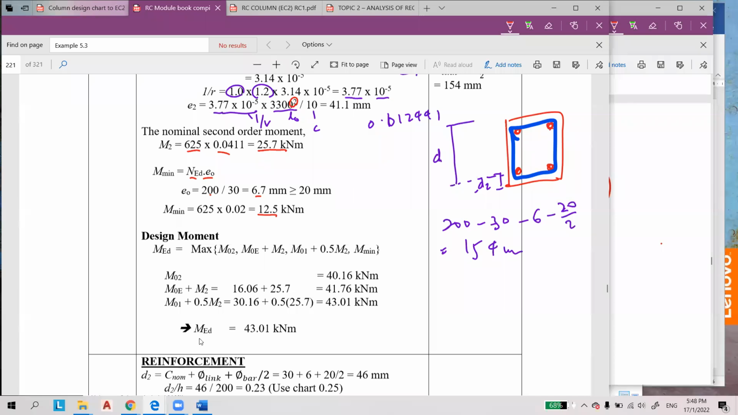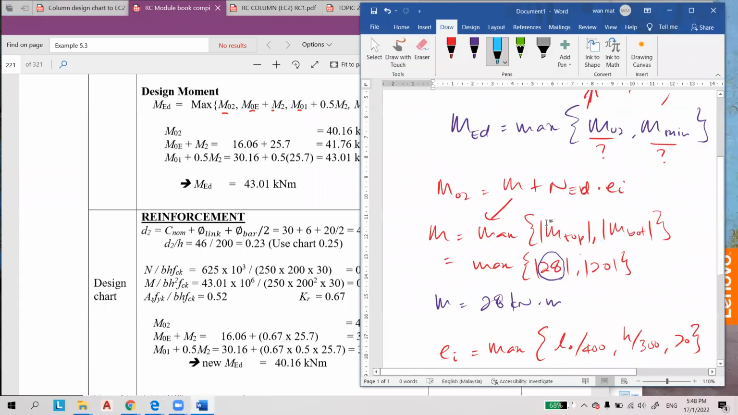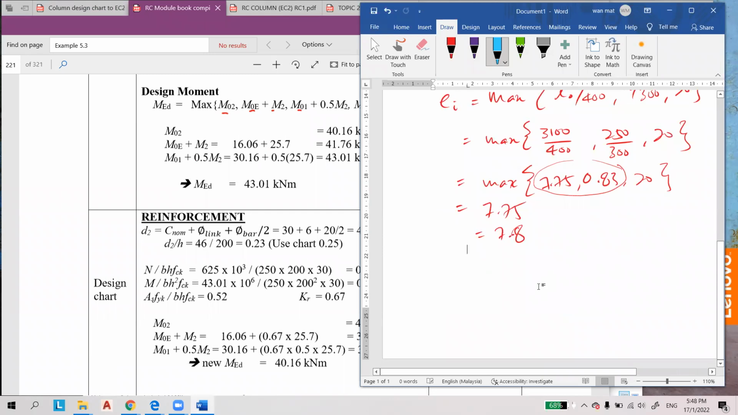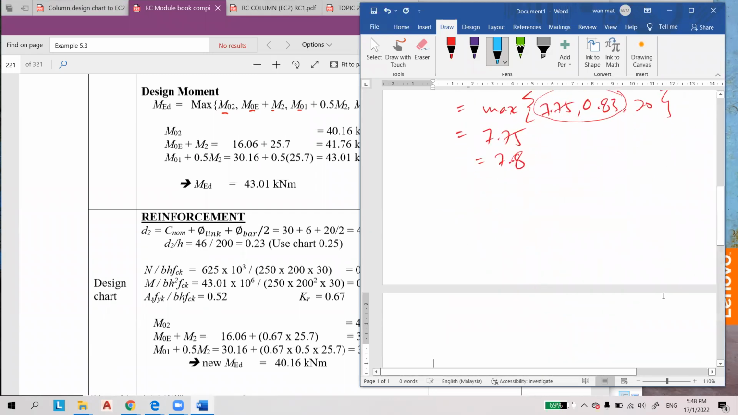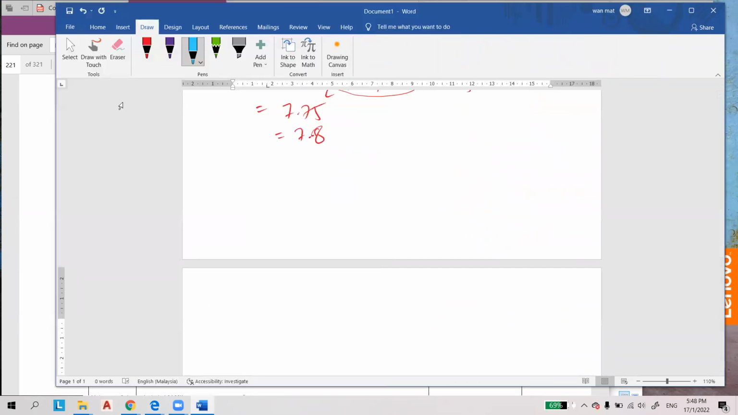So based on these situations, the design moment, you must select between these situations: M02, M0E plus M2, M01 plus 0.5 M2, and N minimum. So you must select. Let's do it together. Okay, for this example, let's do it together. I don't want to be confused.